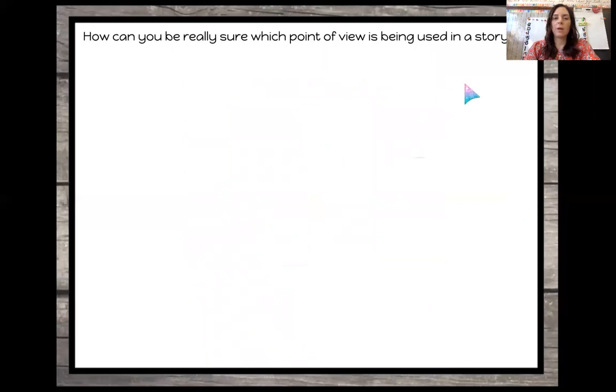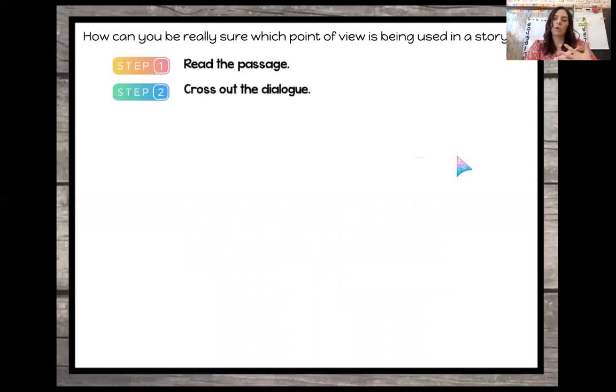So how can you be really sure which point of view is being used in a story? Well, let's look at a step-by-step way to figure it out. So the first thing that you always have to do is read the passage. You can't make an inference or come to a conclusion until you've read. So after you read, you're going to cross out the dialogue in the story. And the reason that you do this is because when there's dialogue in a story, sometimes if it's written in first person or third person, they can use the opposite pronouns and it can become confusing.